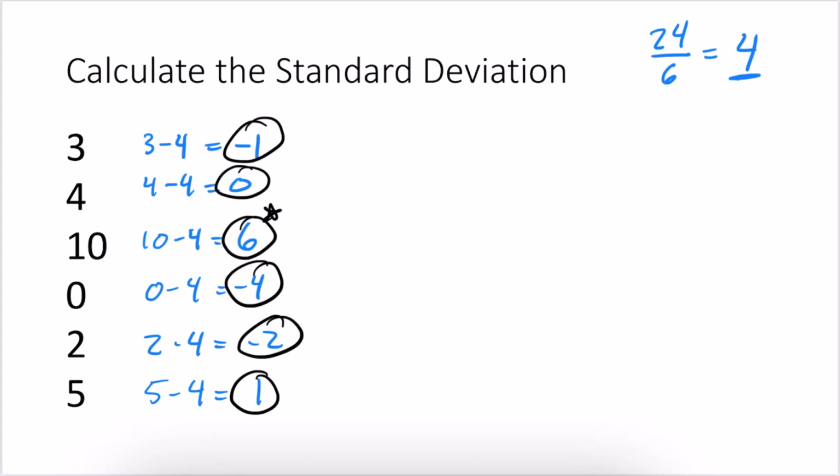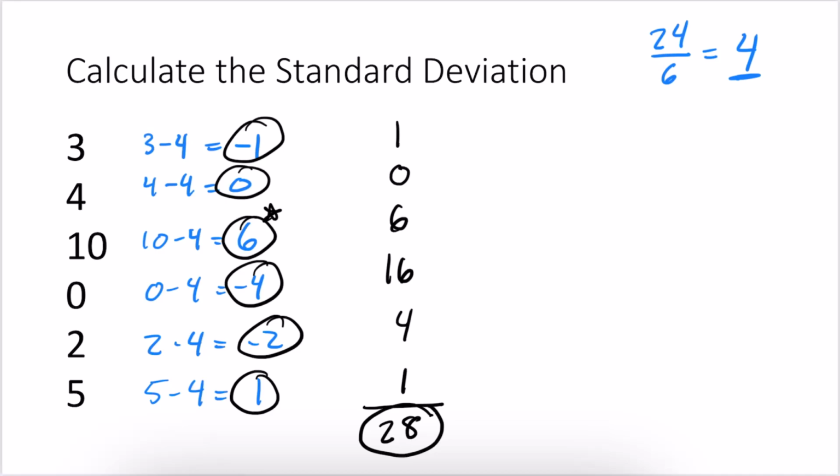So we take all of the deviations and we square them, and we get positive 1, 0, 36, positive 16, 4, and 1. Because when you square a negative number, a negative times a negative equals a positive. And now that we don't have any negative numbers, now we can add these all up and find the total amount of deviations. So if I go 1 plus 0 plus 36 plus 16 plus 4 plus 1, this gives me the number 28. And this is the total number of squared deviations for the entire data set.